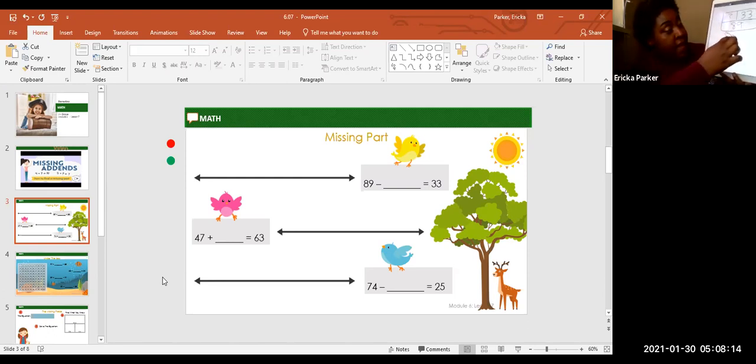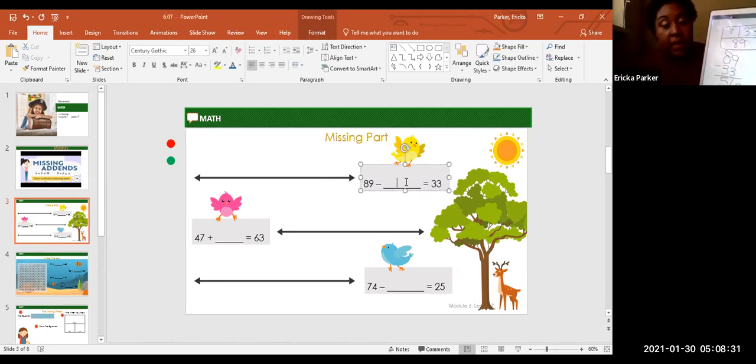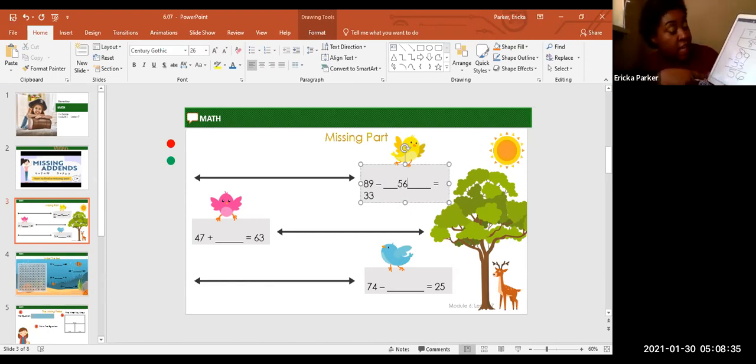9 minus 3 equals 6. 8 minus 3 equals 5. So that gives us 56. If we add 56 and 33 together, it's going to give us 89.